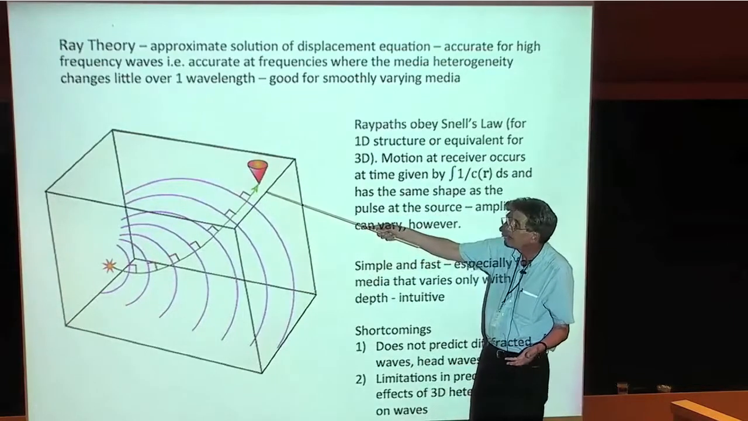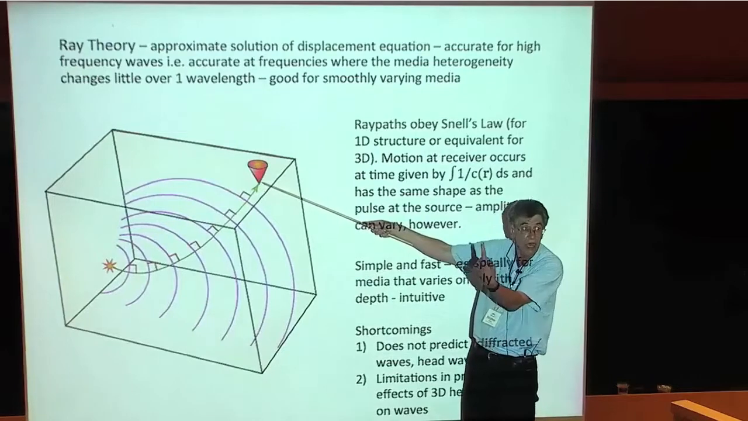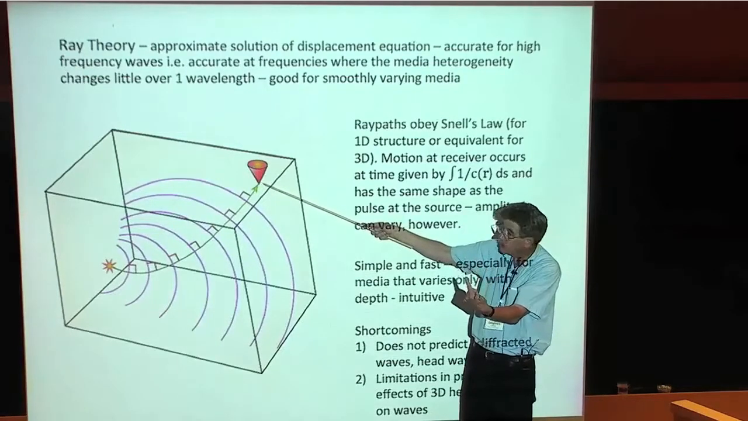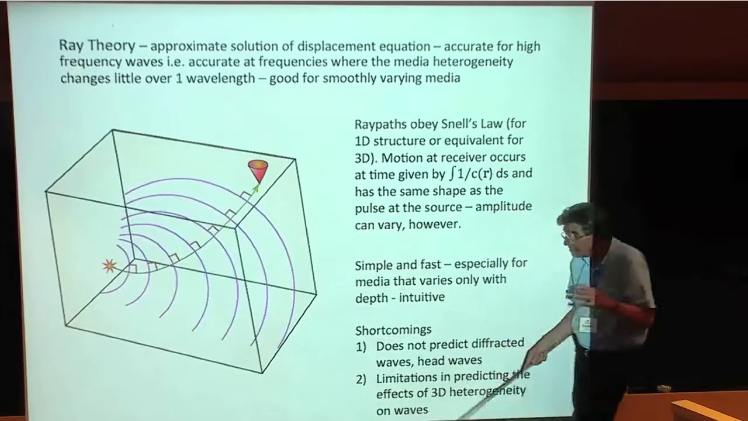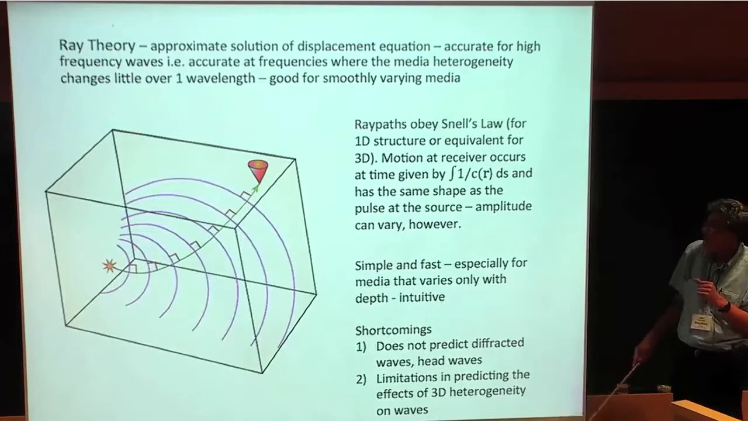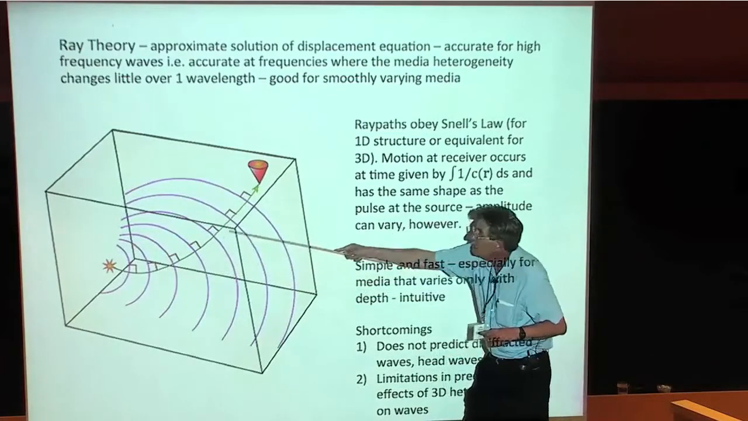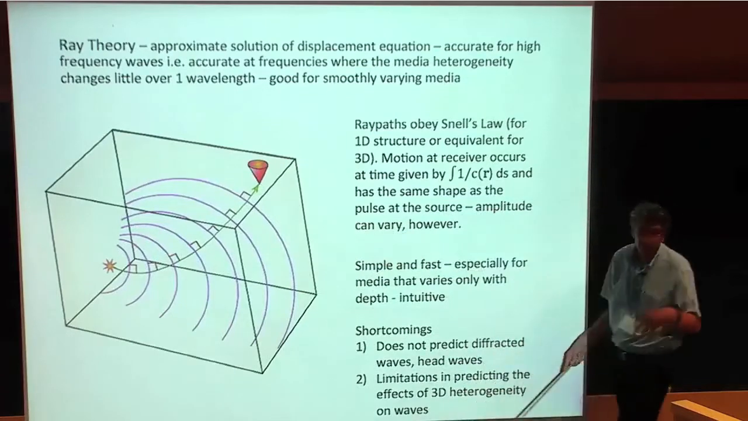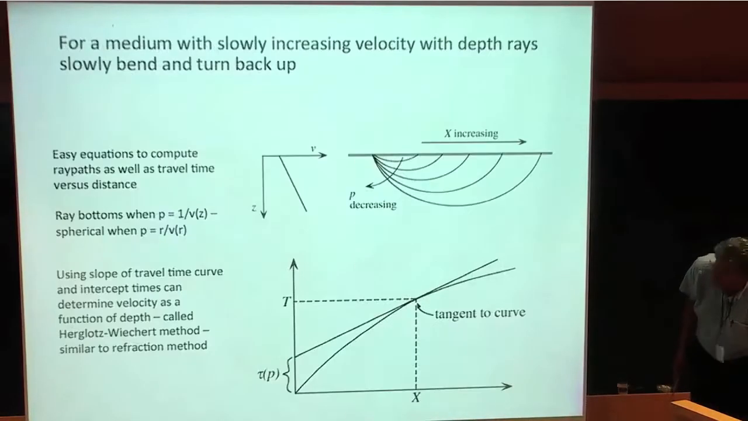And ray theory says you will get motion at a certain point if a ray arrives at that point. If no ray arrives at that point, you get no motion. That's actually a simplification. It's an approximate thing. It allows you to calculate travel time because you just integrate 1 over c, 1 over the velocity, along a particular ray path. You get the travel time. You should get a wiggle there. And we use that.